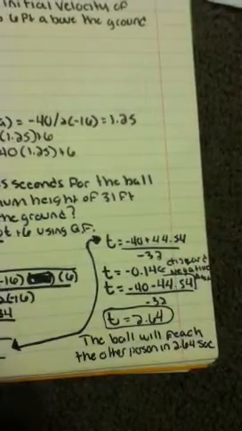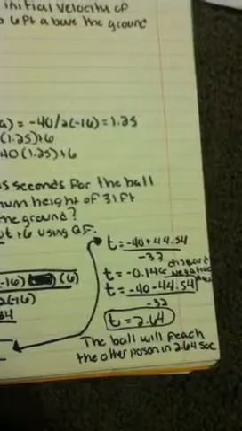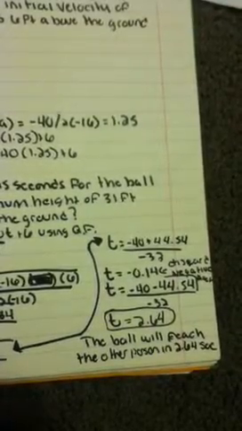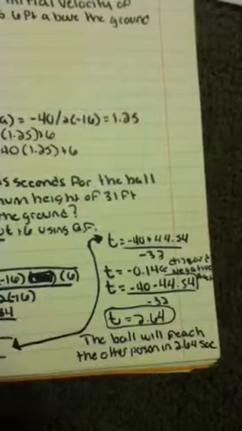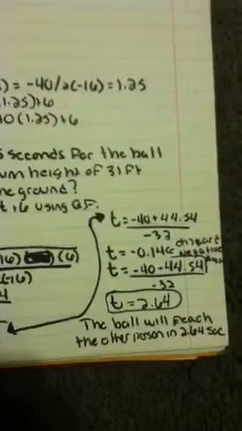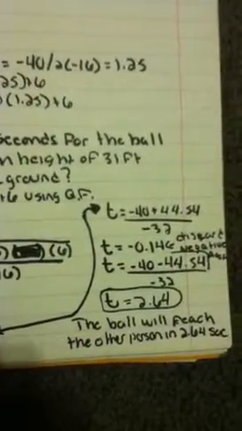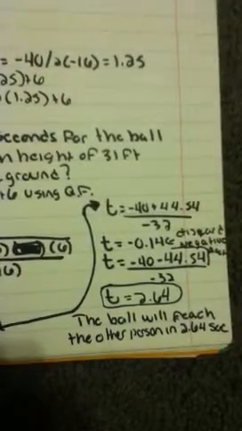So then you're going to start your second part of the equation, which is T equals negative 40 minus 44.54 all over negative 32. Then for that answer, you're going to get T equals 2.64, which is your answer. So then you're going to write again, to make it less confusing, your statement. The ball will reach the other person in 2.64 seconds.